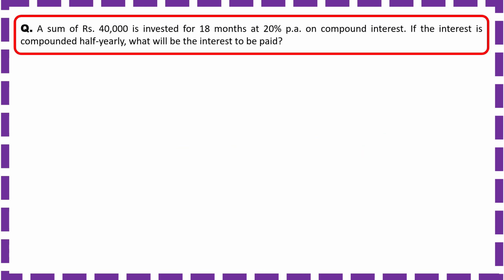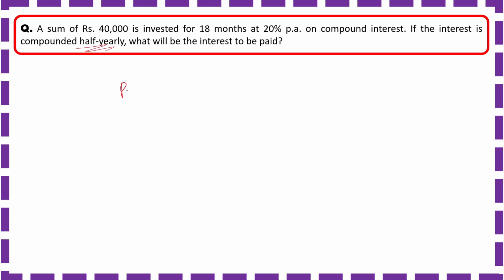So let's solve some problems in compound interest. A sum of rupees 40,000 is invested for 18 months at 20% per annum on compound interest. If the interest is compounded half yearly, what will be the interest to be paid? So we know non-annual compounding, right? Annual compounding means 1 year, 2 years, 3 years, whereas non-annual compounding will be like half yearly, quarterly, like that. Okay. So it's compounded half yearly.